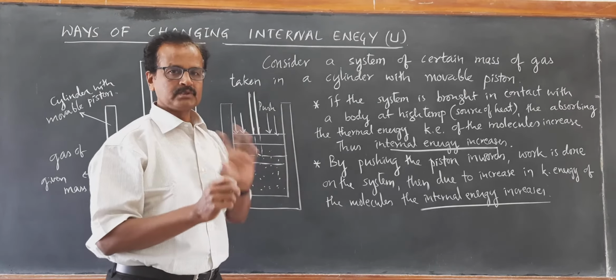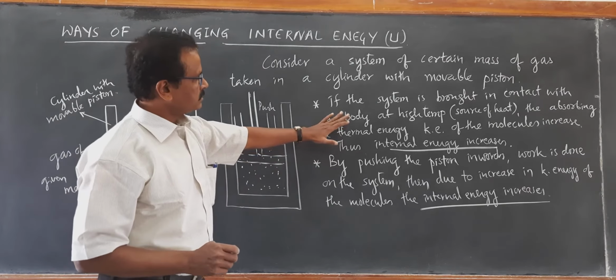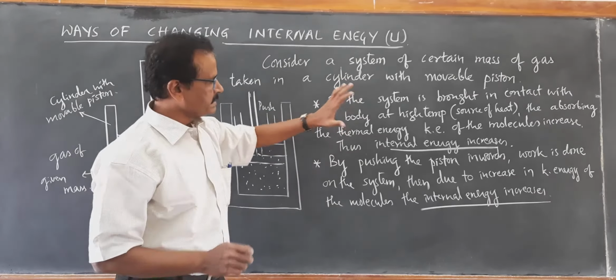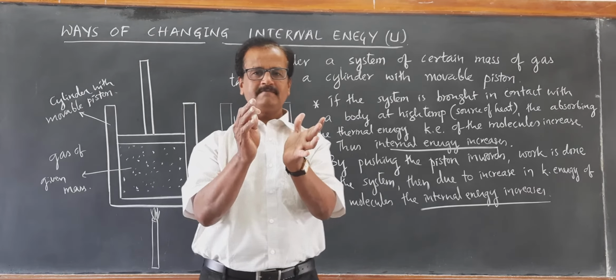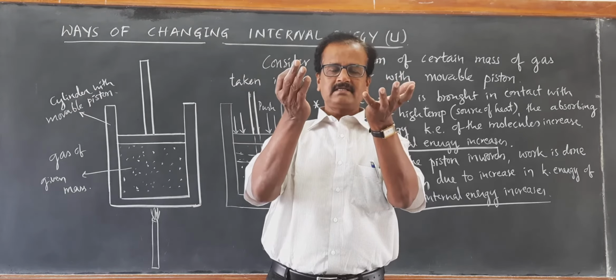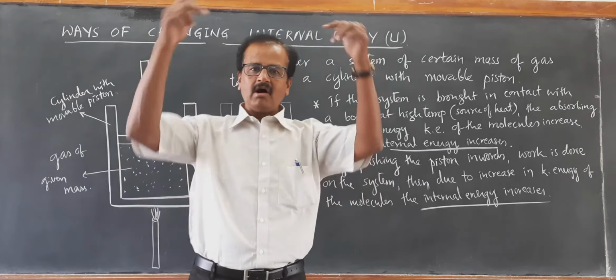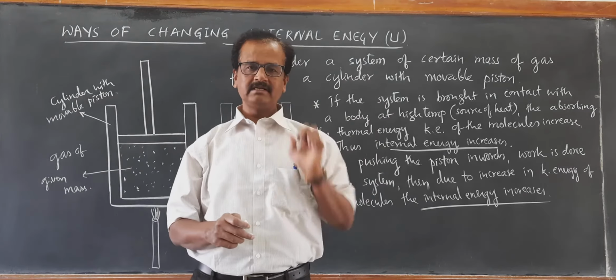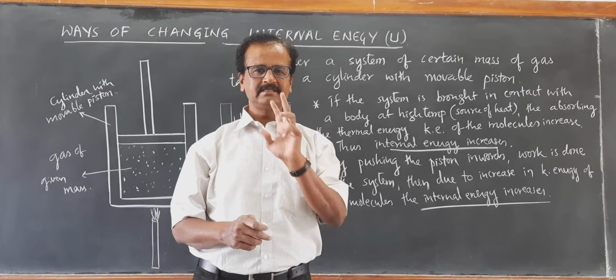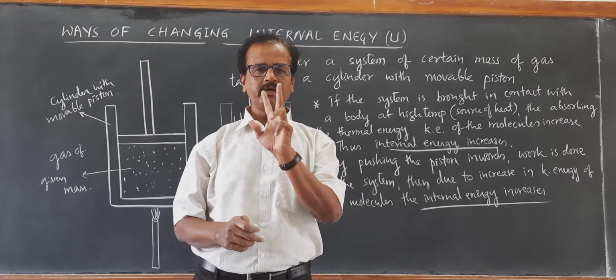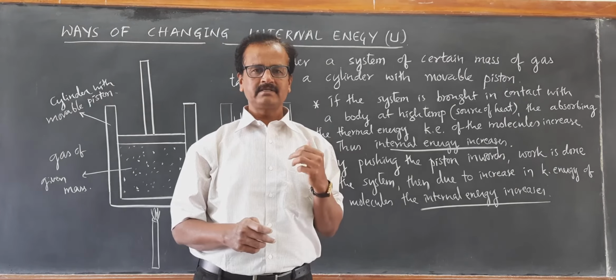system decreases. So, we can say that if heat is supplied to the gaseous system, the internal energy increases. This is one way. Second one, if work is done on the system, internal energy increases. These are the two ways of increasing the internal energy.